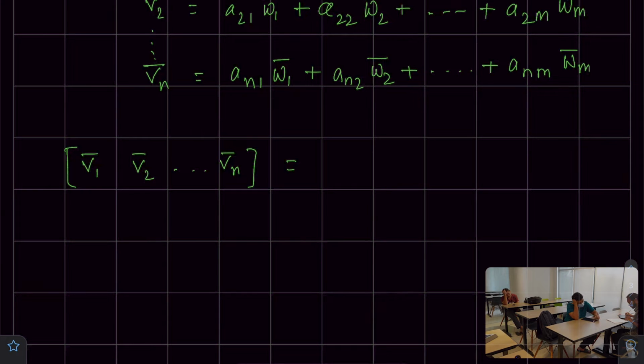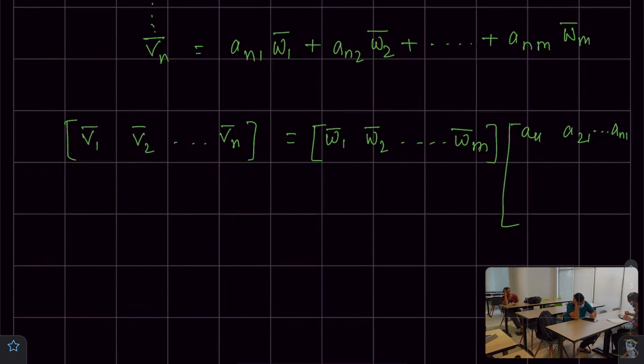This is equal to W1 vector, W2 vector, Wm vector with A11, A21, An1, then A12, A22, An2, A1m, A2m, Anm. Is that okay?